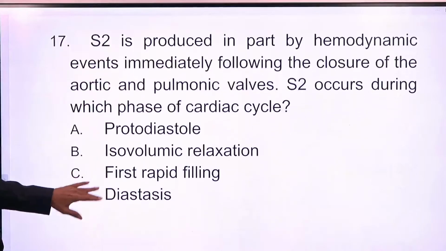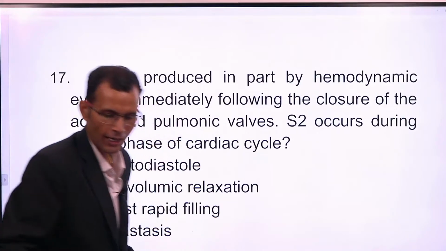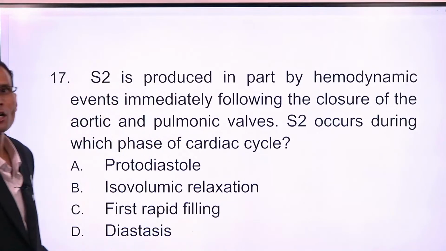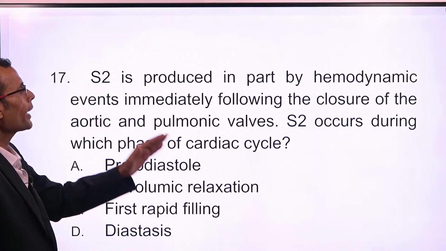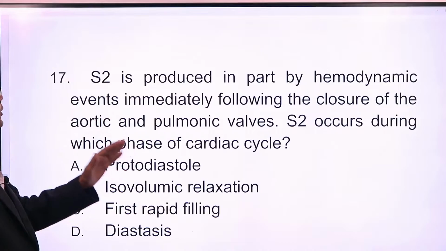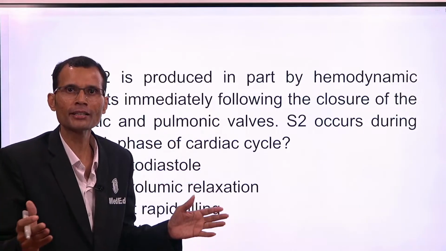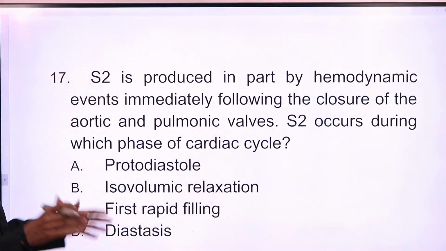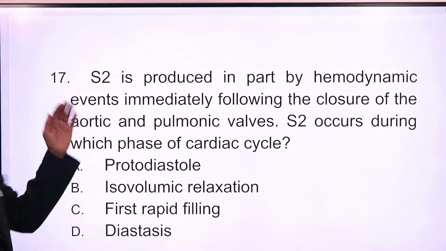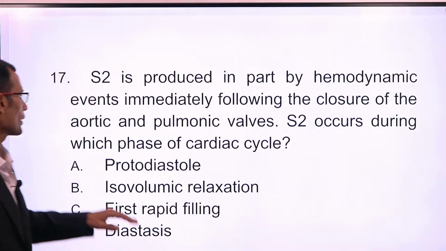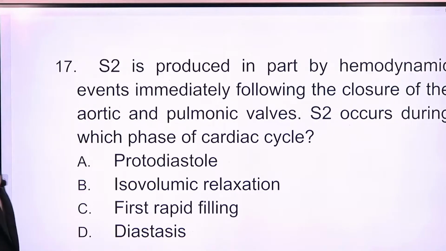Let's move on. Next, S2 is okay. Let's move ahead, we actually have lots of ground to cover. The next MCQ is: S2 is produced in part by hemodynamic events immediately following the closure of aortic and pulmonary valves. The first 2-3 sentences are given just to confuse you; the answer is actually elsewhere. The question is actually in the last line. S2 occurs during which phase of the cardiac cycle?